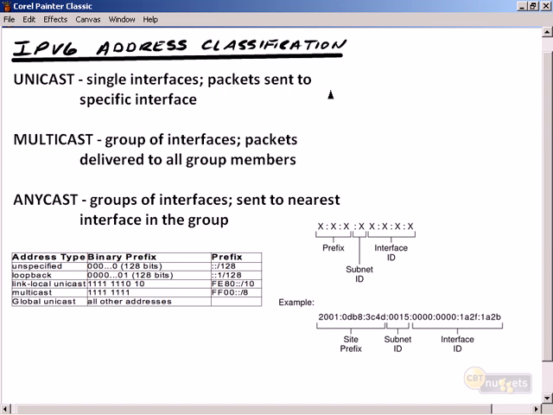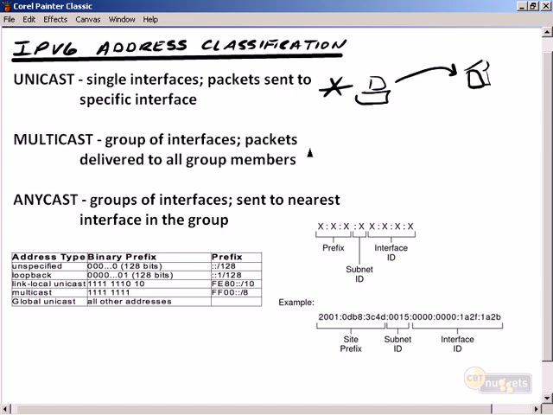First of all, we have the unicast address. This is basically a single interface. So a unicast transmission would be from a client to a server, let's say a web server. The packets are actually sent to a specific interface on this web server.